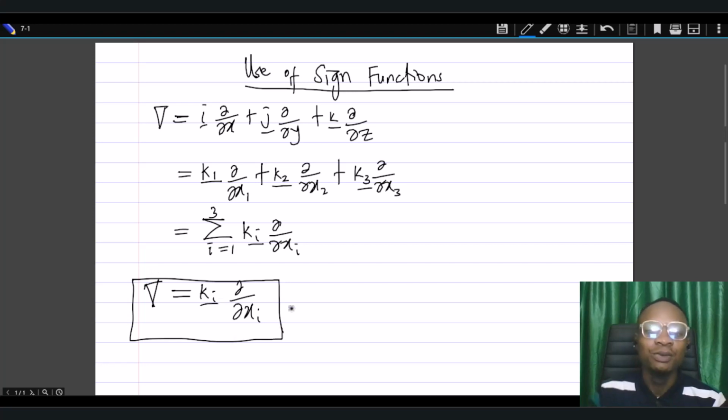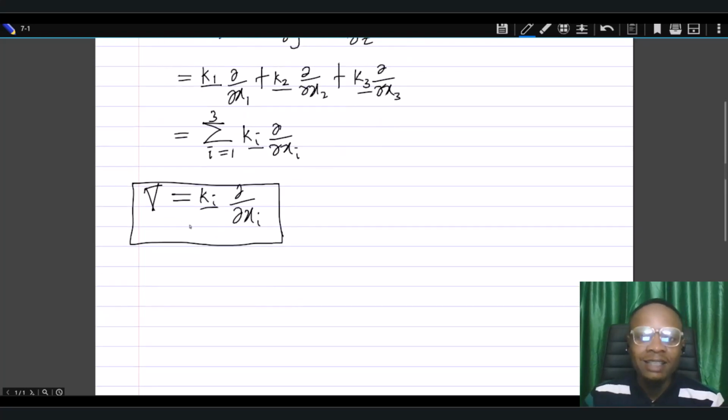Of course i is a dummy subscript or dummy index, as we have defined it previously. If you cannot remember that, you can go back to that chapter where we discussed sign functions. So i is a dummy subscript because obviously we can see that it is repeated. We have it appearing twice in a single term.